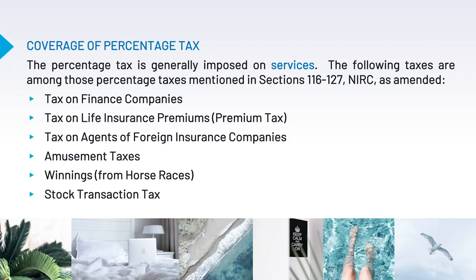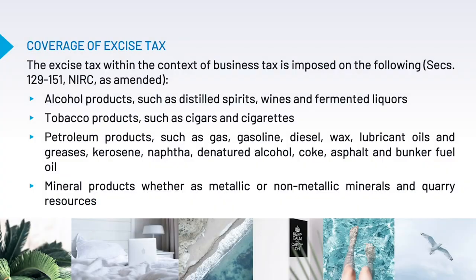Okay? Next part of our onerous transfer is the coverage of excise tax. So number 3, excise tax, or what others call sin taxes, S-I-N. Sin taxes, no? Excise tax within the context of business tax is imposed on the following. Number 1, alcohol products such as distilled spirits, wines, and fermented liquors. These are for the drinkers, no? And number 2, tobacco products such as cigars and cigarettes, for smokers. So, actually, what we are paying is the excise tax or sin taxes, right?